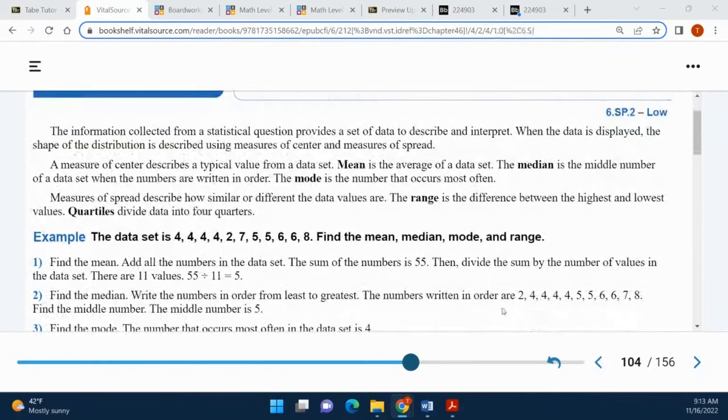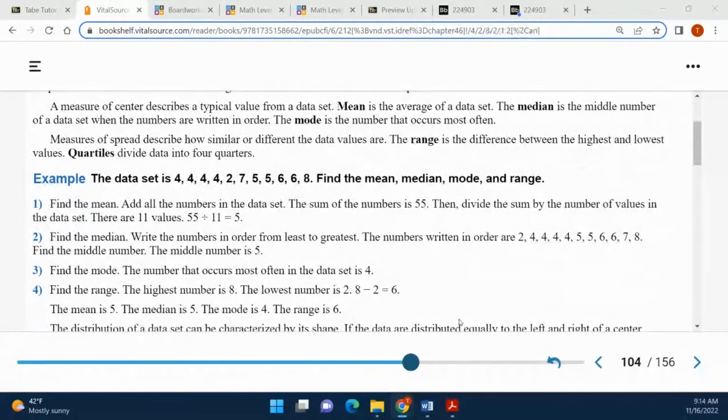So then we have an example, and here is our data. This is our data set that Miss McGowan mentioned that she remembers learning from yesterday. Okay, and this is what I want you to do. I want you to find the mean, the median, the mode, and the range. So on your paper, go ahead and record the data set, and then you will see it tells you, number one, how to find the mean is when you add all the data and then you divide the sum by the number of values in the set.